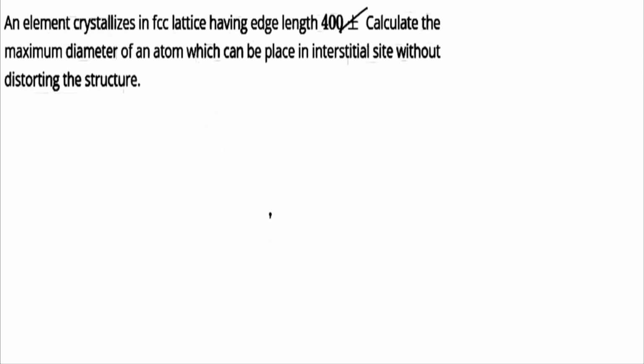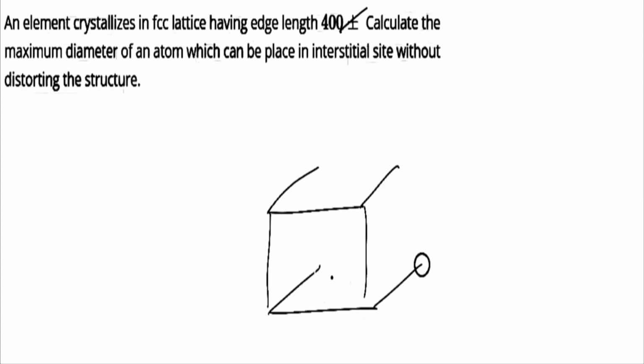So if you talk about this question, suppose this is your unit cell. Let us draw the unit cell for better understanding. The element is crystallizing in an FCC lattice, which means there are atoms present on the faces. So this will be your atom on the face, then this another atom on the face, and another atom on the face.